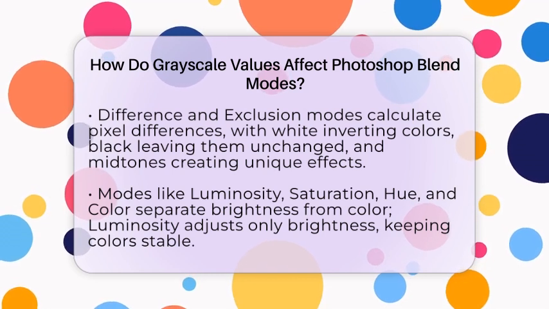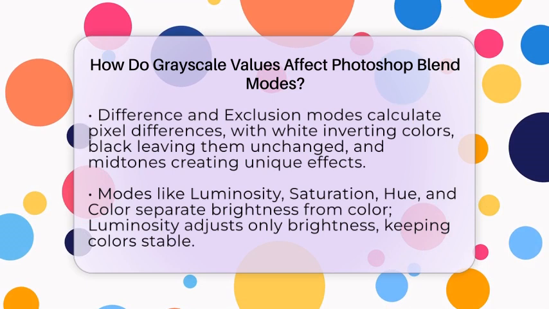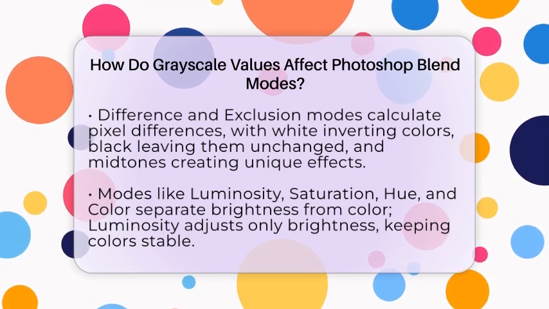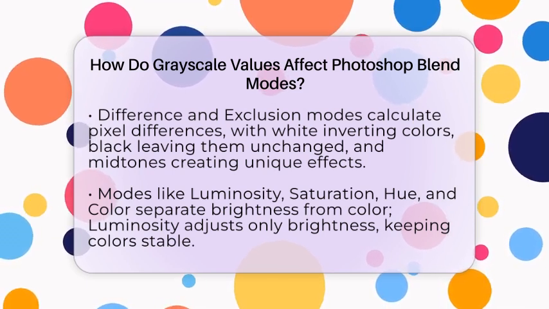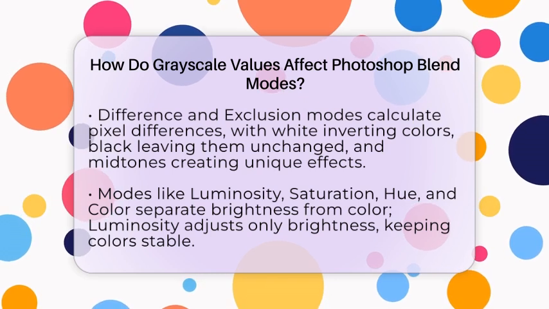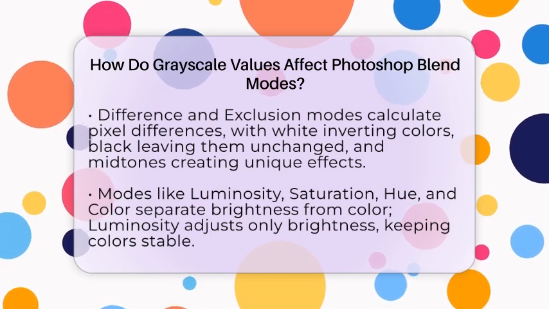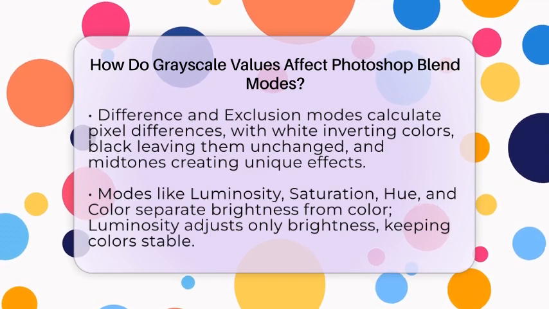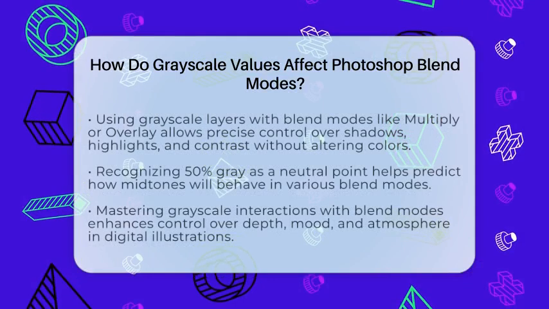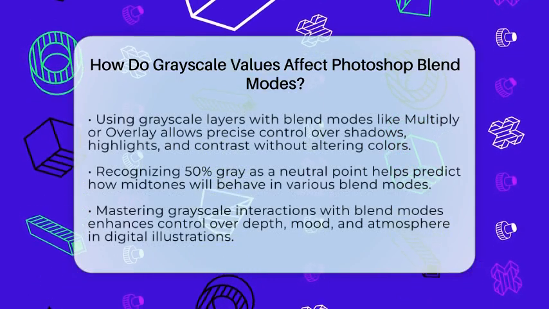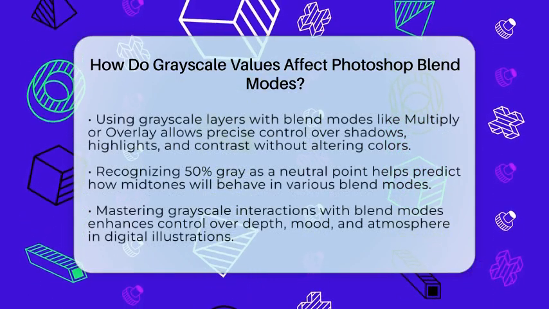Modes like luminosity, saturation, hue, and color separate brightness from color information. Luminosity affects only the grayscale brightness, keeping colors intact. Saturation mode applies the saturation from the blend layer but keeps the brightness and hue of the base. When the blend layer is grayscale, it mainly influences brightness, leaving saturation and hue unchanged.